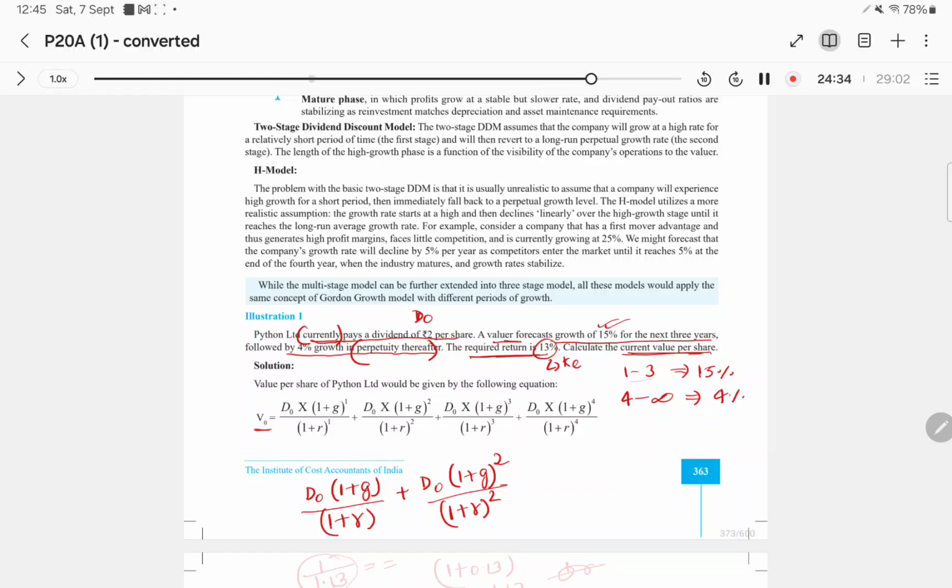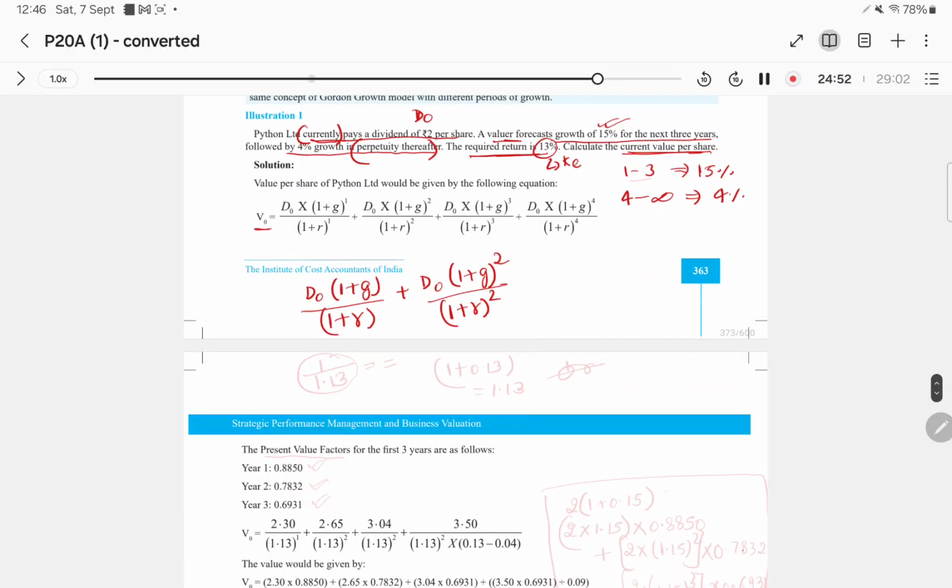So let's go with it. Let's see the example over here. So year 1, also we can solve it. Why go with a formula? What I suggest you is, see, dividend was given as 2, so we'll add 2. What you will do? 2 into 1 plus growth rate, the growth rate for the first 3 years was 15%. So 2 into 1.15 for the first year. This is the dividend which we are earning for the first year.